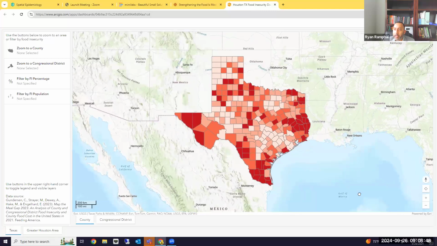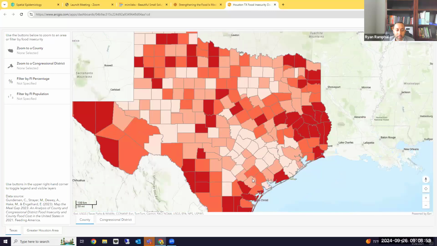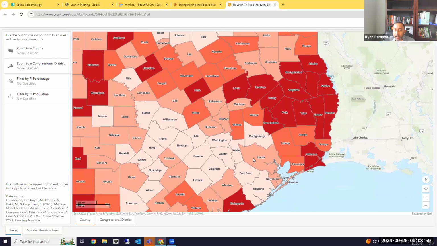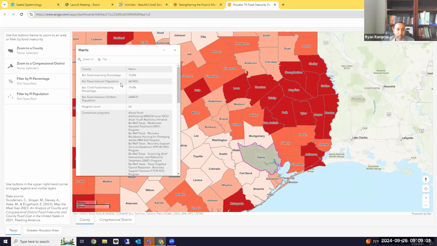Okay, so what you're looking at here is another choropleth map of food insecurity rates by county. It works just like the other ones. You can click on a county and understand more about the actual food insecurity rate. Harris County, for example, has an estimated food insecurity rate of 13.8%, estimated child food insecurity rate of 19.8%, which is an important thing to point out.